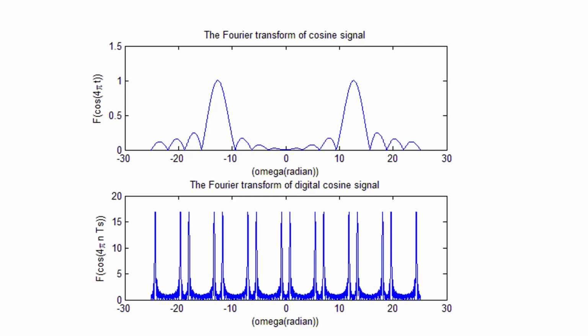So this is how we can obtain the Fourier transform of a continuous time signal and a discrete time signal.